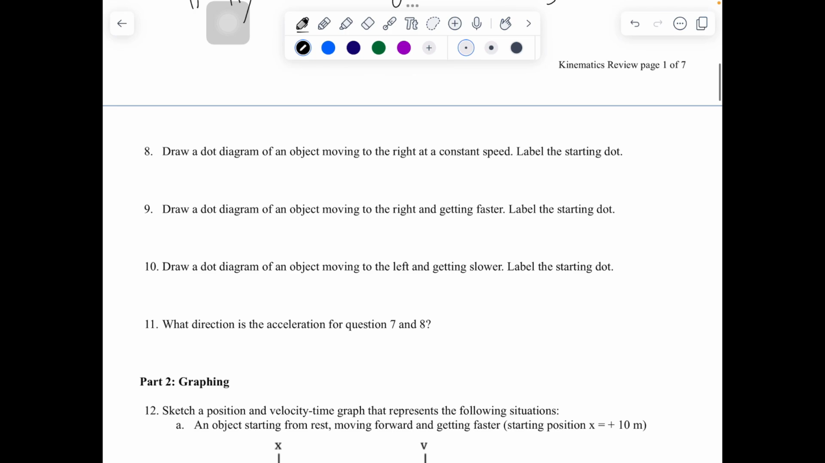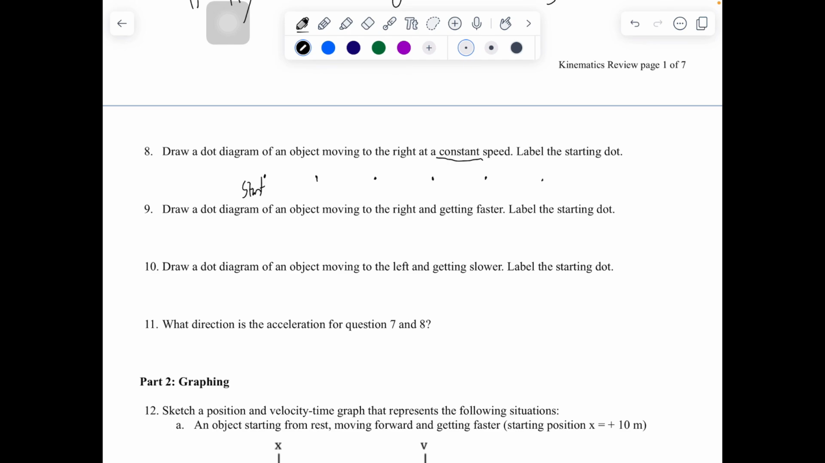Draw a dot diagram of an object moving to the right at a constant speed. Okay. Dot diagrams are just a dot every second, or really a dot in some equal amount of time. So if we're moving at a constant speed, that means our object, represented by the dots, should travel the same distance in the same amount of time. So all our dots should be evenly spaced. And I'm trying my best here to get our dots as evenly spaced as possible. Here's our start. We're moving to the right at a constant speed.